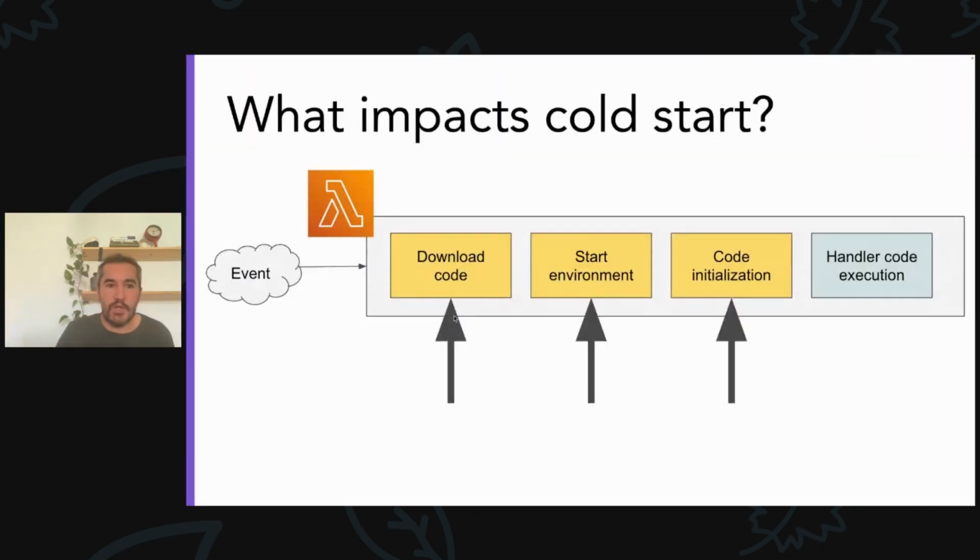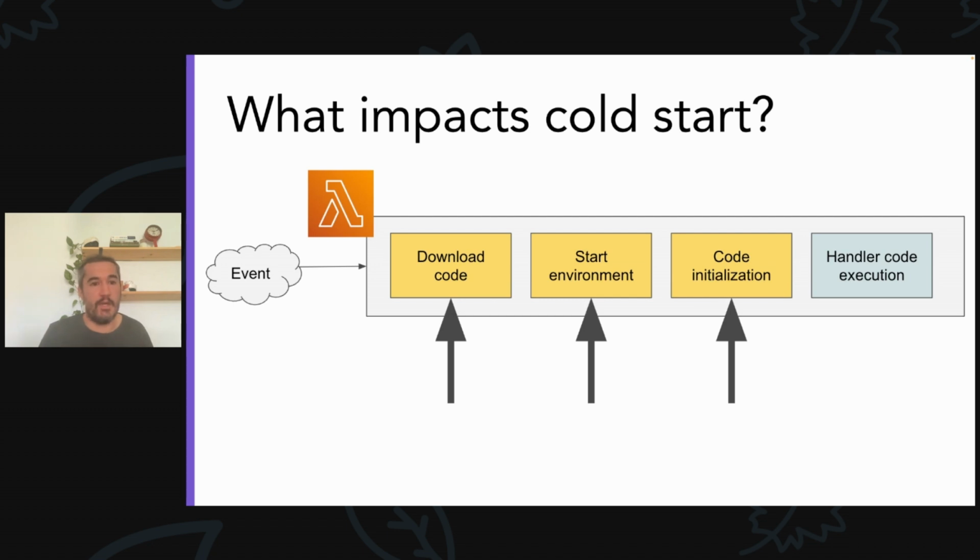So yeah, download the code. There is nothing you can really do about that. I guess your Lambda function will not be 1 gigabyte. AWS has some internal mechanism to cache your dependencies and so on, so it should be really, really fast to download. This is a guess. It's not officially documented, but I guess there is some good optimization. Then, start the environment. Once again, you can't really do something about that.